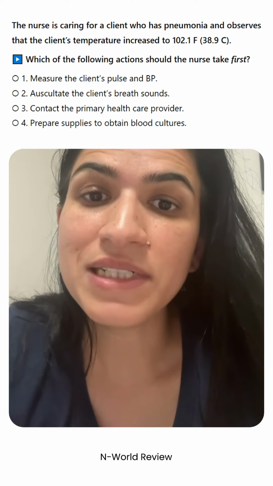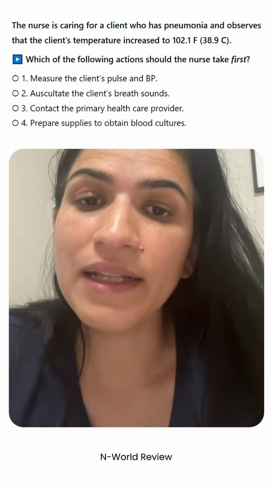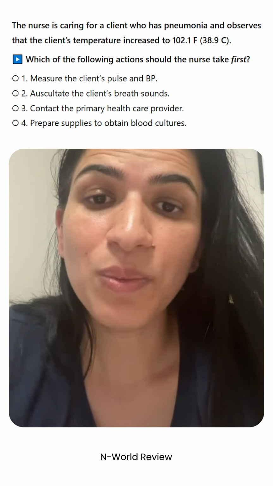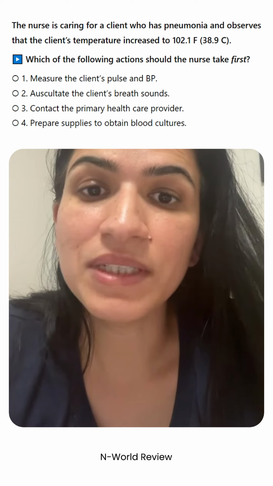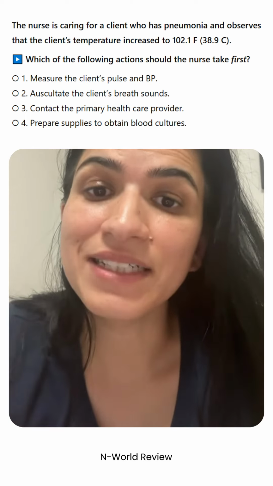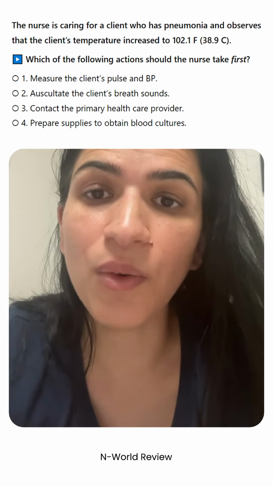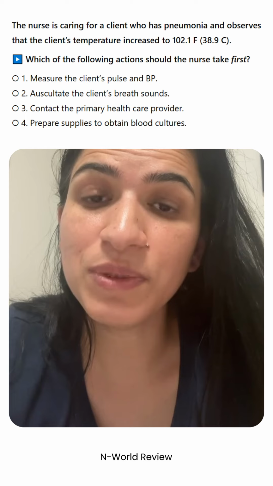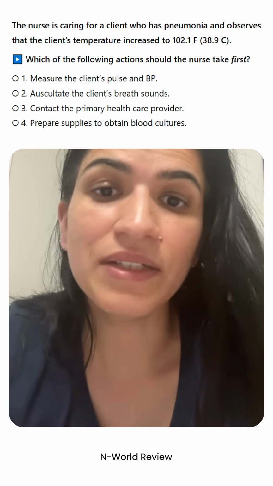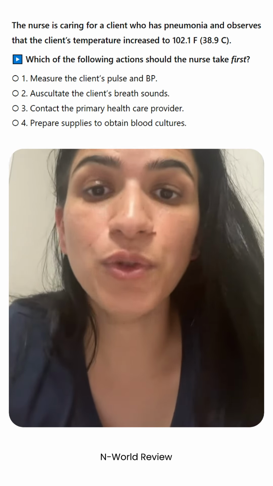In the first and second options, if you noticed very carefully, both are part of assessments, and the third one is calling the physician, and the fourth one is gathering supplies, right? You don't want to pick the fourth answer because it will take a lot of time to do this procedure, and you want to do something quick and faster as the initial action when your patient has a high fever. You also do not want to call the doctor first, because you do something as an RN before you call the doctor. Even in case of an emergency, always try to do something first by yourself if you can, right?